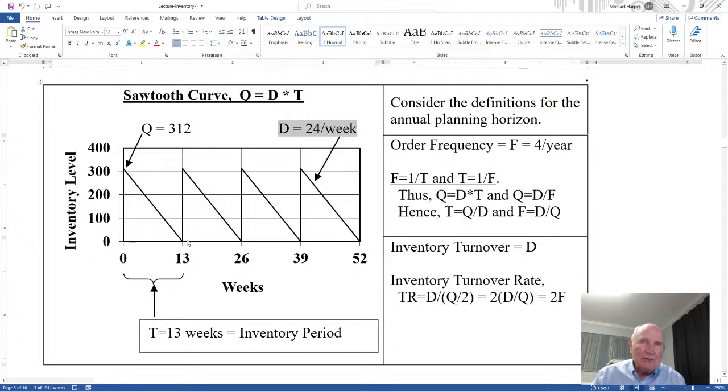And the time between orders here is 13 weeks: 13, 26, 39, and 52. So my inventory period is 13 weeks. This little graph is a good representation of the sawtooth curve. I might mention in passing that this represents the concept of the sawtooth curve in inventory. It does not really represent real inventory. When you look at inventory, rarely do you see that sawtooth configuration. You're going to see something kind of like this.